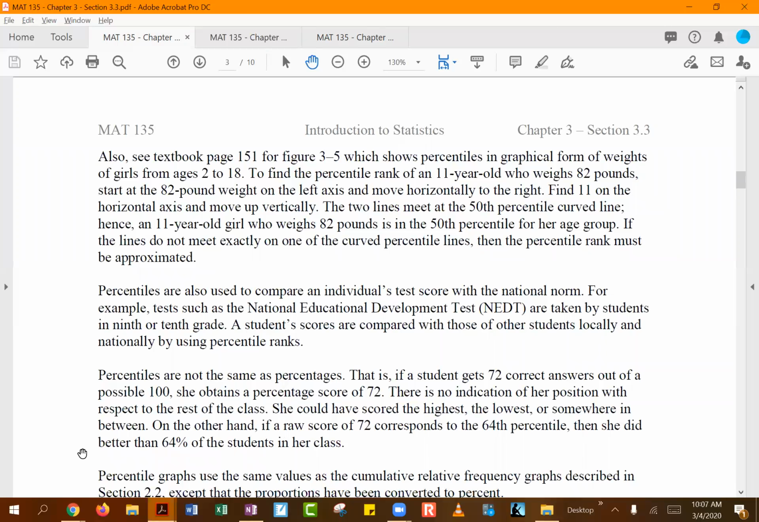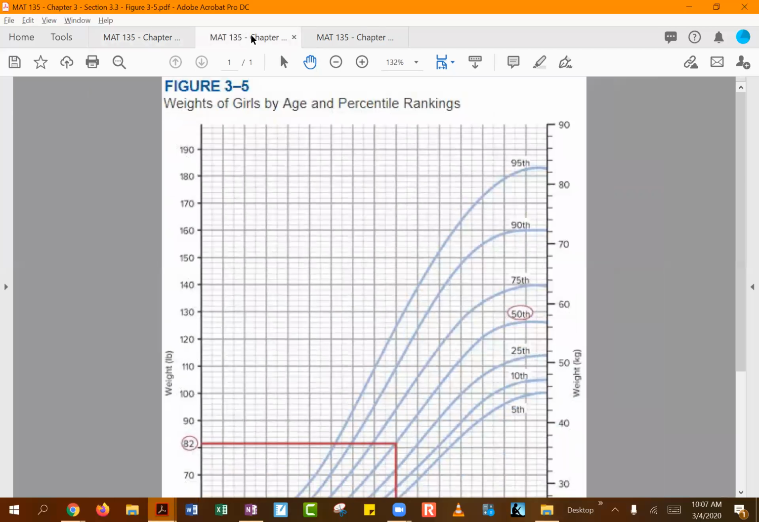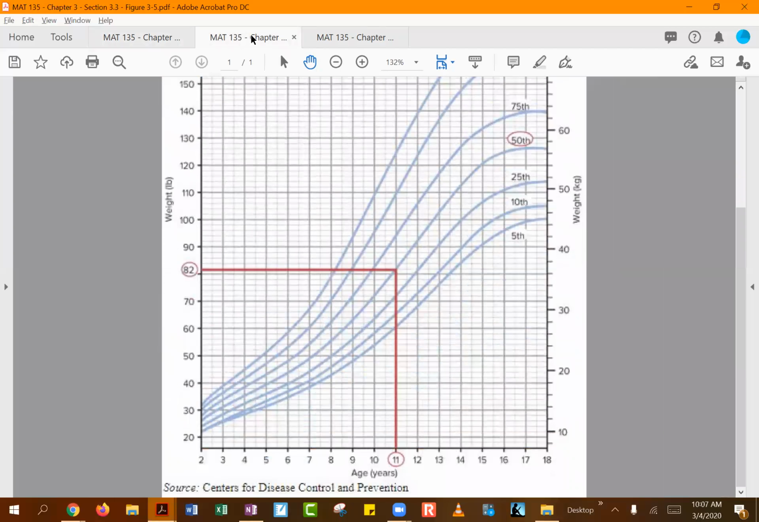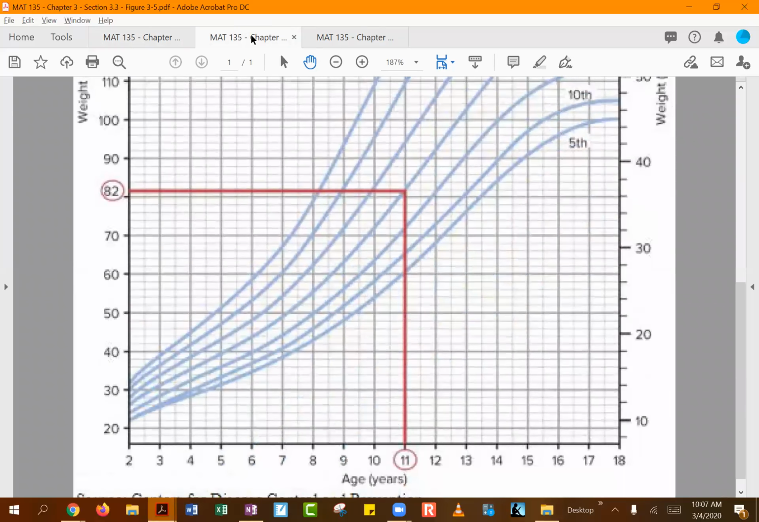Okay, they're also talking about looking at the percentile graph, which is the next one I'll show you. And this one is basically a graphical form of weights of girls from ages 2 to 18. So that would be this little graph here. And I do not like these things. Can you tell me why this would be such a hot, holy mess?